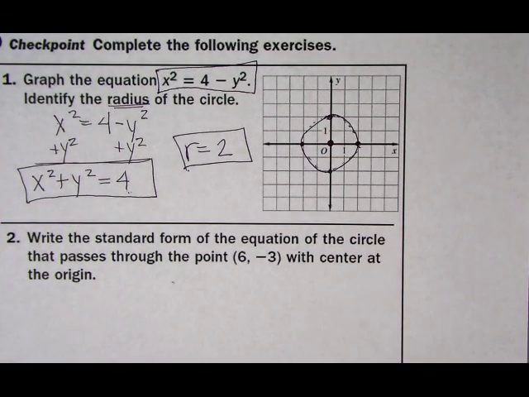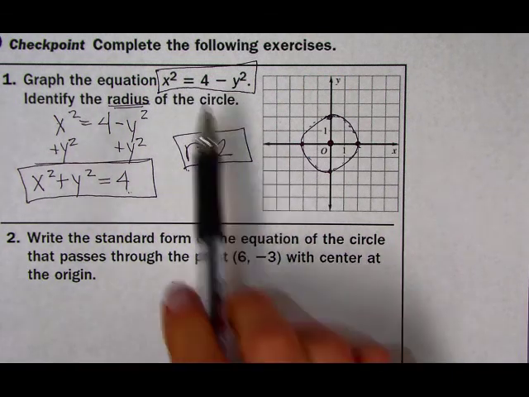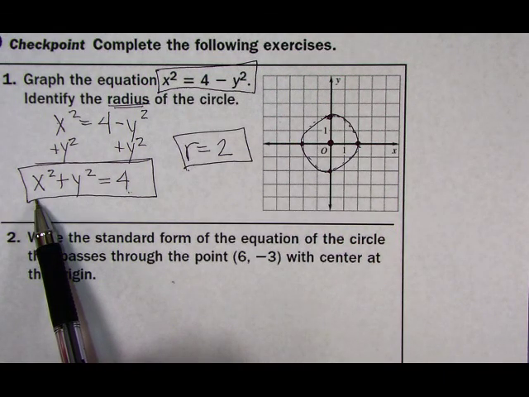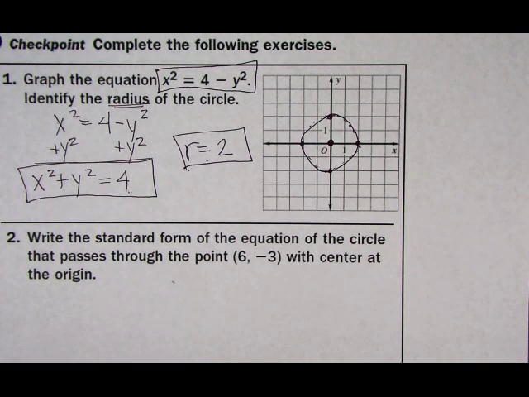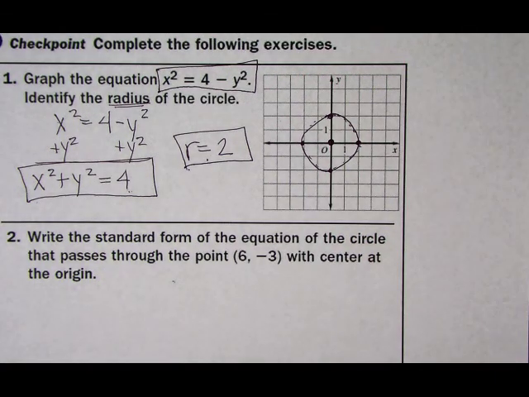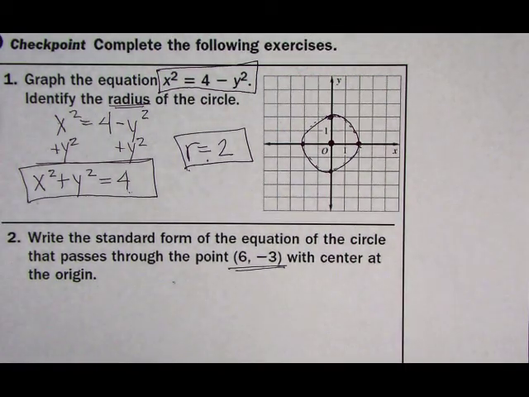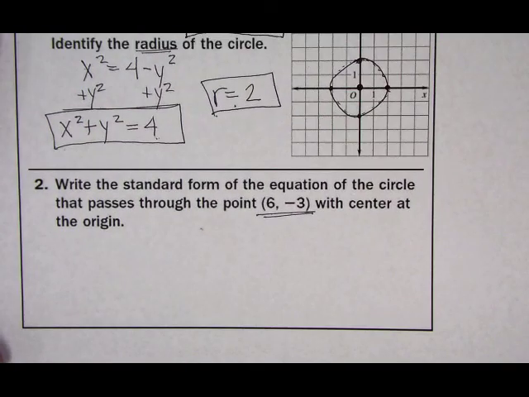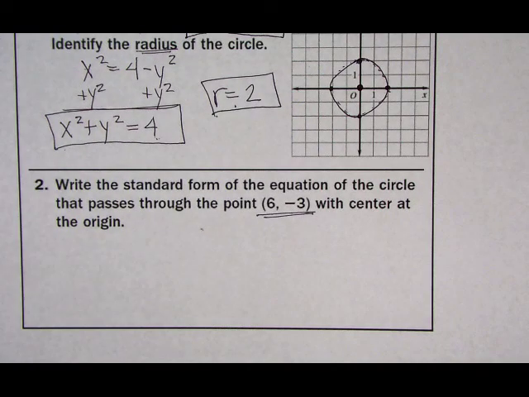I just graphed that equation, which is x squared is equal to 4 minus y squared, which is also the same thing as x squared plus y squared equals 4. I found my radius and was able to graph it pretty easily. In number 2, they want us to write the standard form of the equation of the circle that passes through the point 6, negative 3 with the center at the origin. So to do this, we can do this graphically or non-graphically.